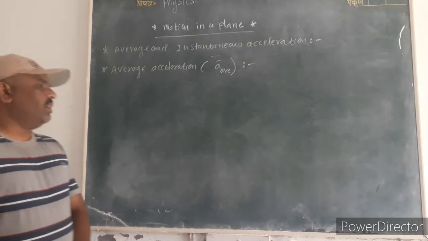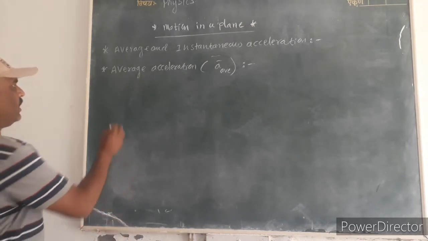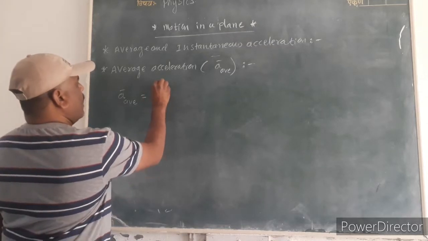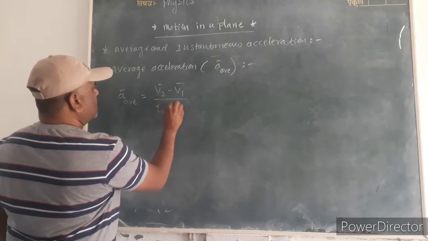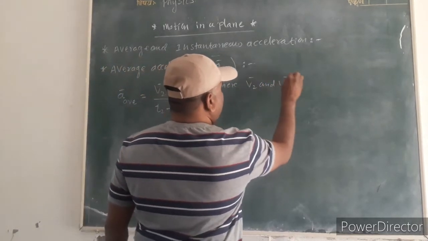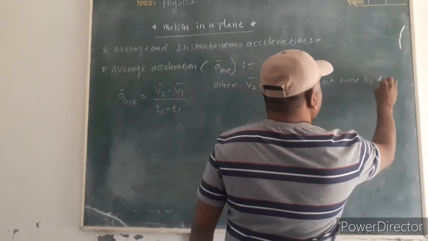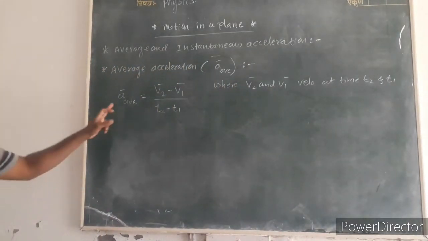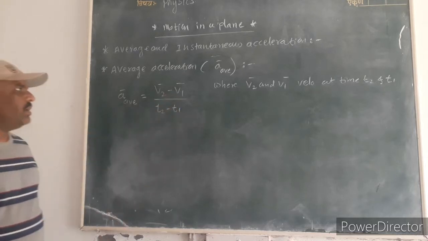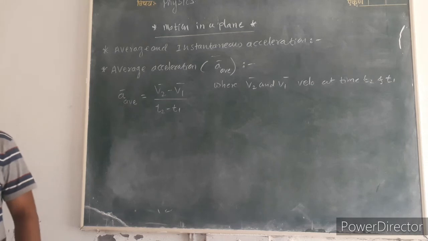The average acceleration in rectilinear motion or motion in a plane is defined as a bar average is equal to v2 bar minus v1 bar divided by t2 minus t1, where v2 and v1 are the velocities of the particle at times t2 and t1. This is the average acceleration.